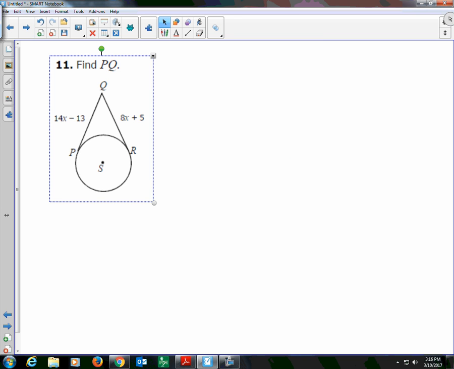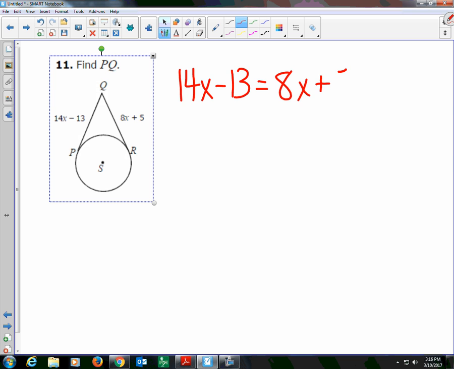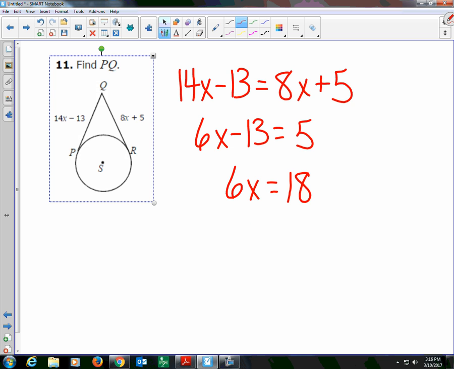With number 11, we're finding actually the distance PQ. Using the same idea, we have some point out in space Q, and the tangents are PQ and QR. They will be congruent to each other. So I set them equal to each other. Subtract 8x from both sides. Add 13 to both sides. And then divide by 6, and I get x is equal to 3.